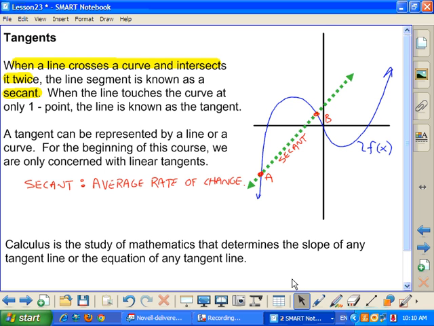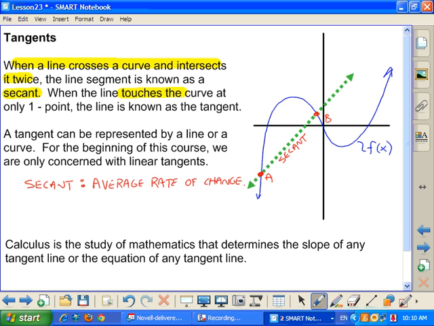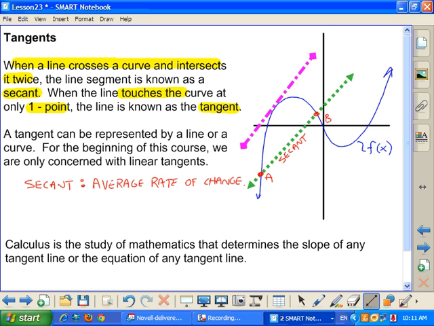Now, when a line touches the curve at one point, we know this as our tangent line. So again, shouldn't be anything new here. So go to the purple, only touches at one point. I'm going to say it's right there. I'll call it point C for consistency. And there is our tangent line.